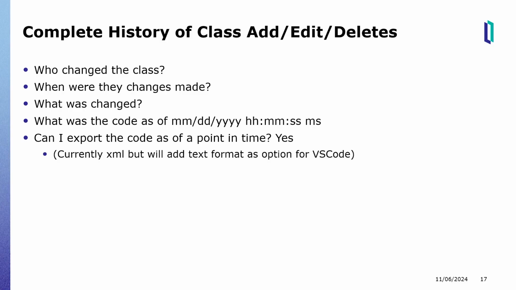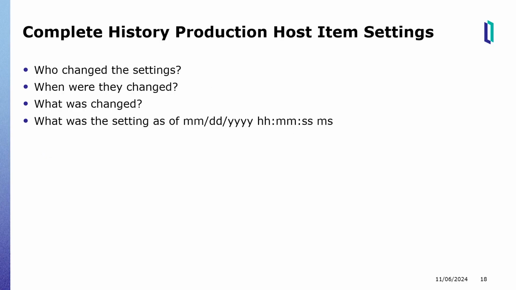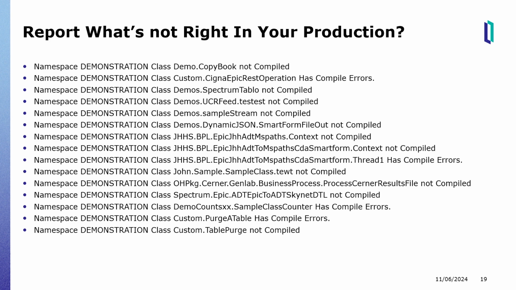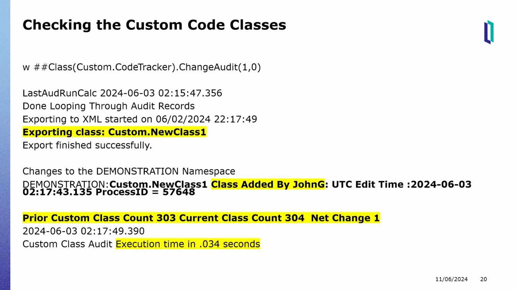So I'm going to skip this stuff because I think we're close to time. But basically, the other thing is it goes into your production and identifies all the issues within the classes. So if something's not compiled, it was added and not compiled, what have you. This is just one of the reports. When you load this, this is an example of what it looks like.